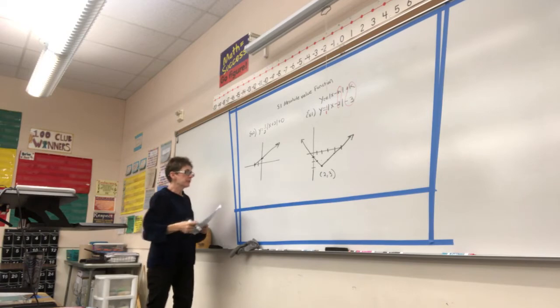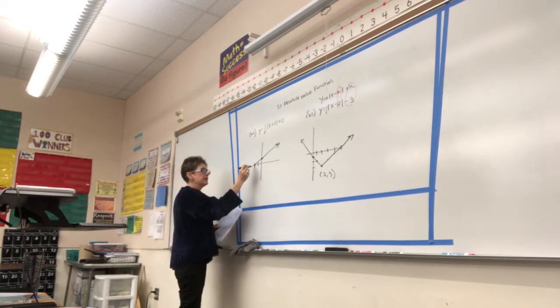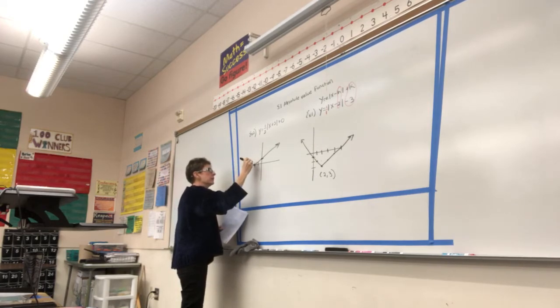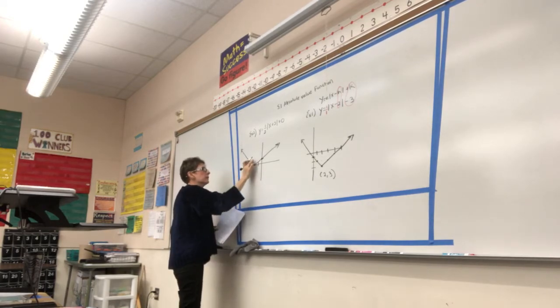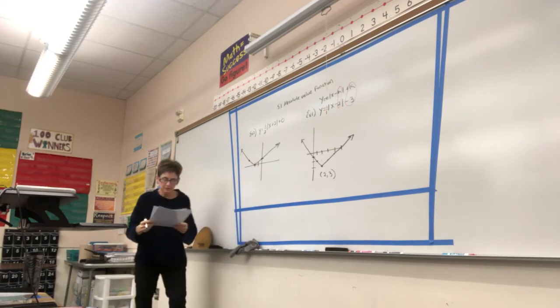Then step 3 is to draw the left-hand side symmetric to the right. So I'm going to go up 1 and then back 2. There you go. There's your graph.